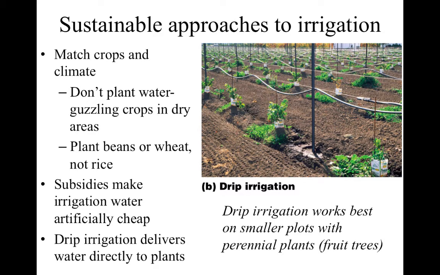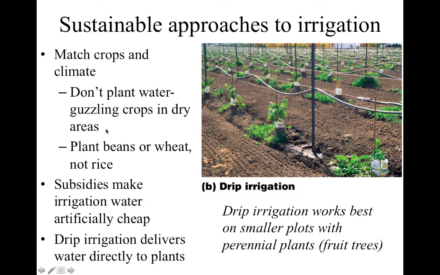So here are some improvements that could be made to irrigation. Again, sustainability, something that can be done forever. And one way to do that is to match the crops and the climate. You don't plant water guzzling crops in dry areas. It's easier said than done because people might want to eat watermelon in a desert area like Las Vegas, but how do you do that? You're not going to grow plants like that in what's essentially a desert.